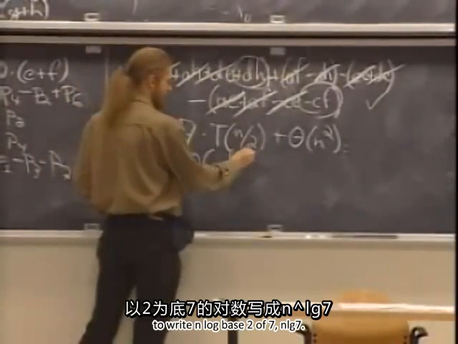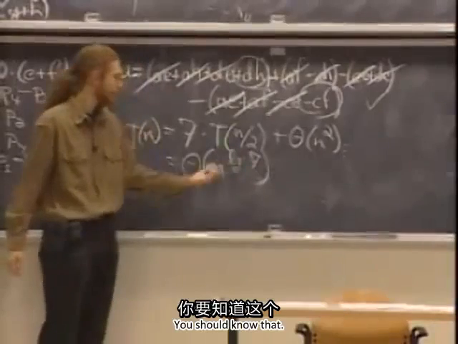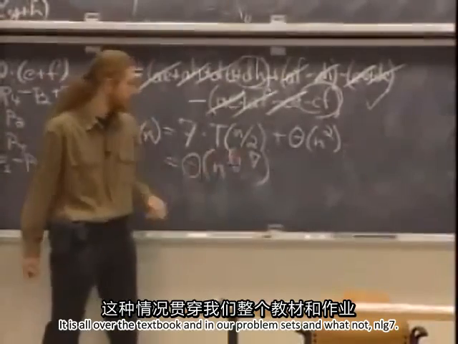And this is the cheating way to write log base 2 of 7. It's lg, where lg means log base 2. You should know that. It's all over the textbook and in our problem sets and whatnot. And to the log base 2 of 7.